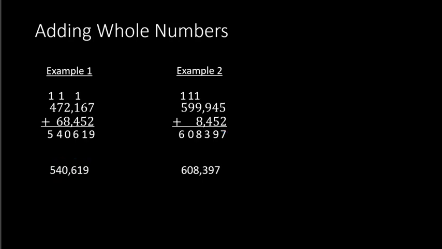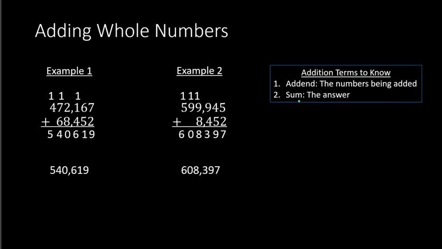Now we're going to show one more example problem, but before we do that, let's talk about two different terms that you need to know. And those two terms are addend and sum. Now addends are the numbers that we are adding. So in example 2, it would be the 599,945 and the 8,452. Those would both be addends. And then the sum is going to be your answer. So the numbers we're adding are the addends, and the sum is your answer.